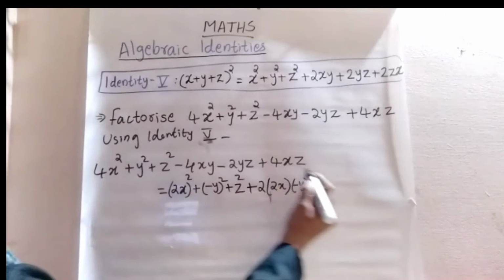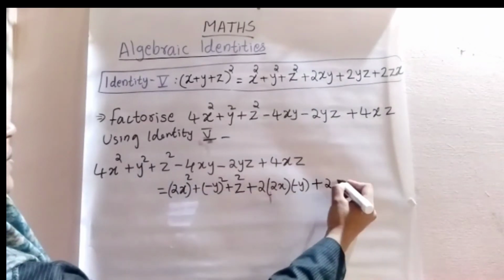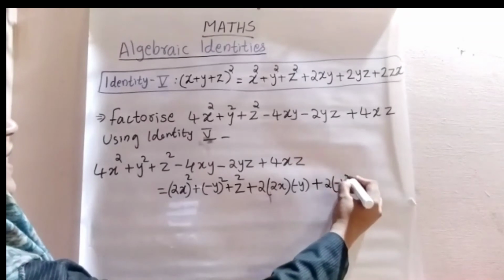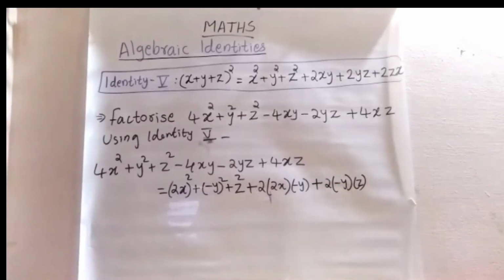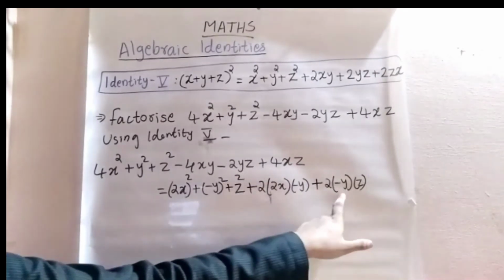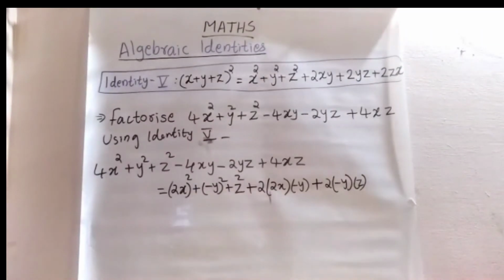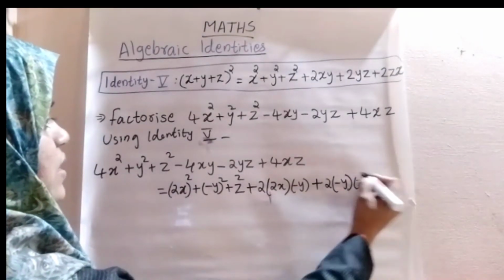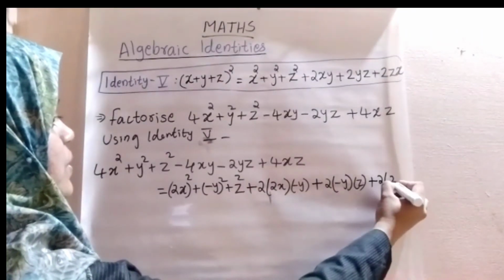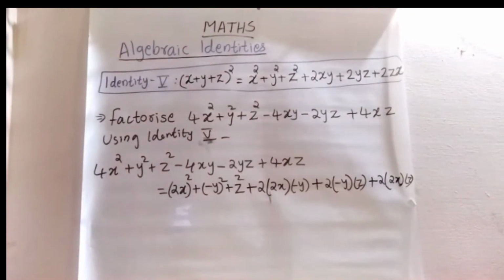Clear? Then plus 2 into minus y into z, that means minus 2yz. The y term is negative, here also the y term is negative. Plus 2 into 2x into z.